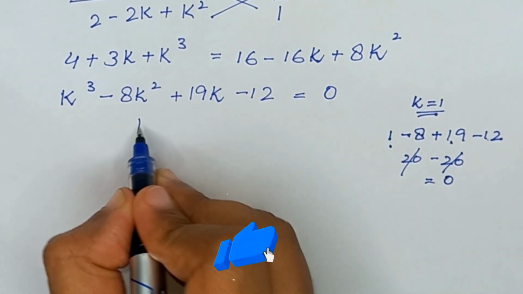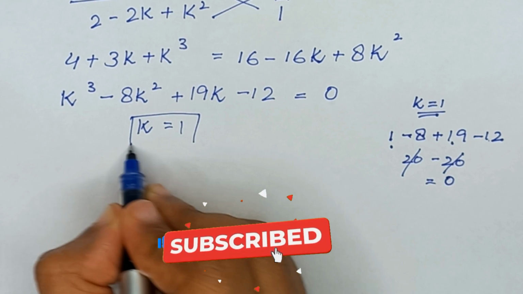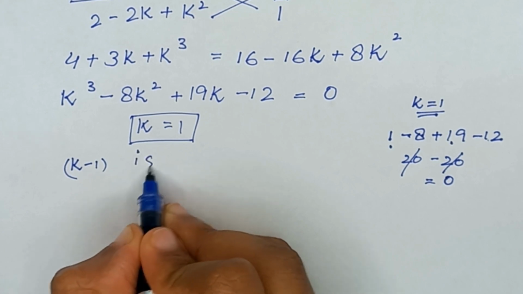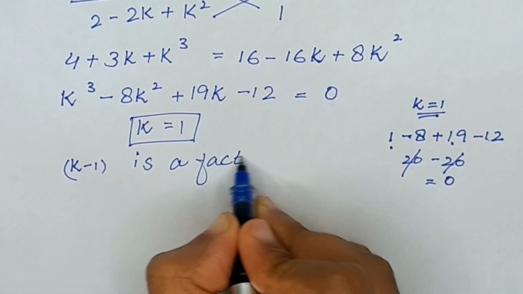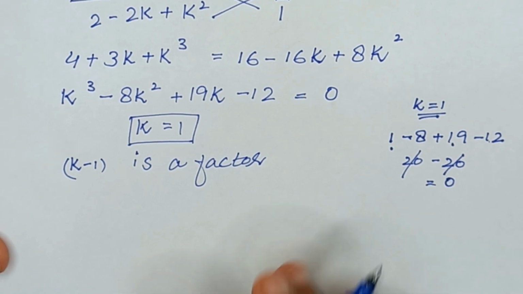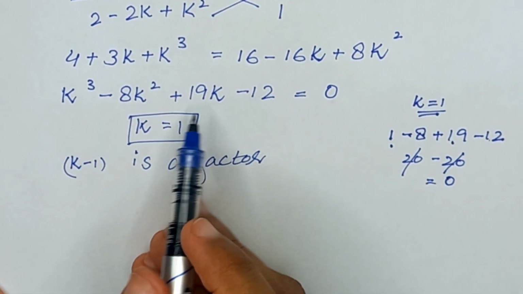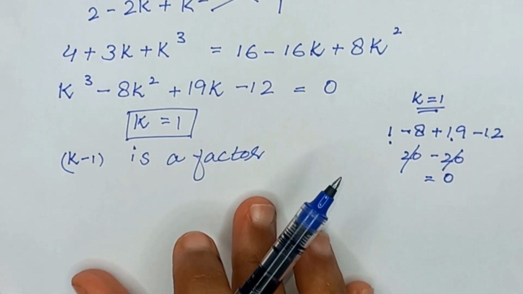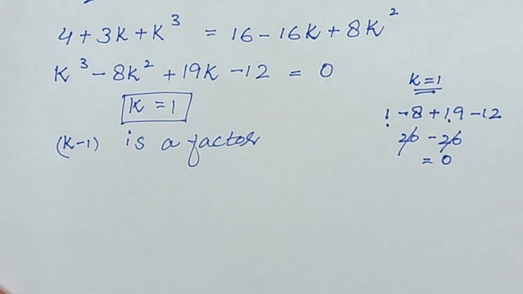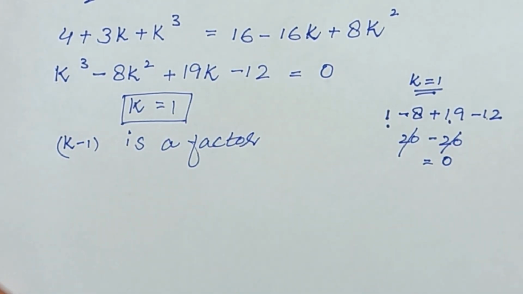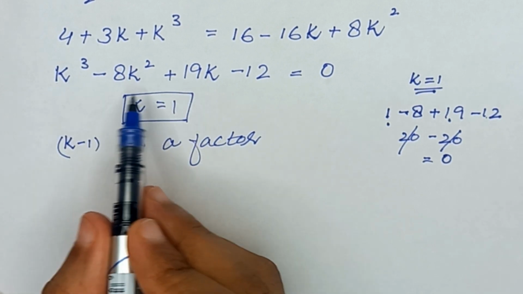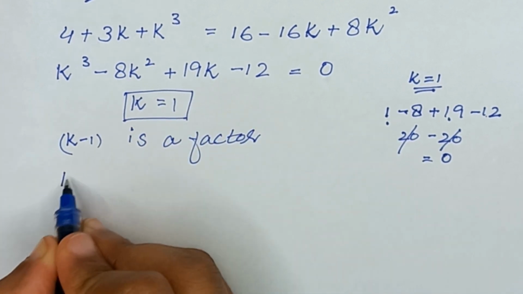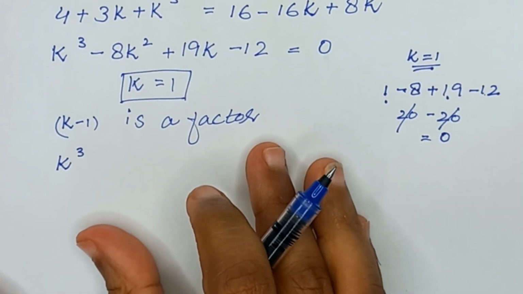That means k is equal to 1 is one of the solutions of this equation, and k minus 1 is a factor of this polynomial. So if k minus 1 is a factor, I will solve this cubic equation by grouping or factorization, taking k minus 1 as a common factor. So I will group or factorize this equation as k cubed, and I have to take k minus 1 as a common factor.